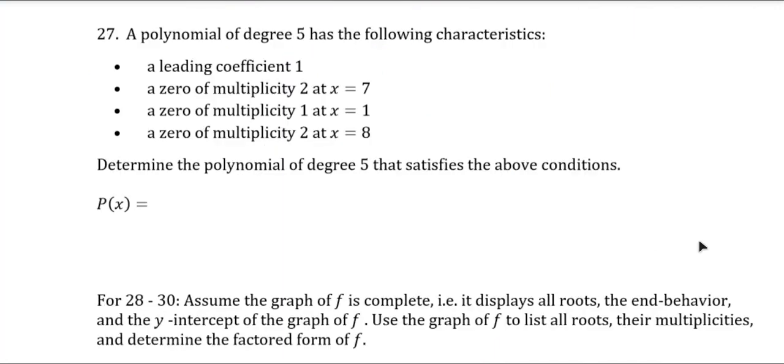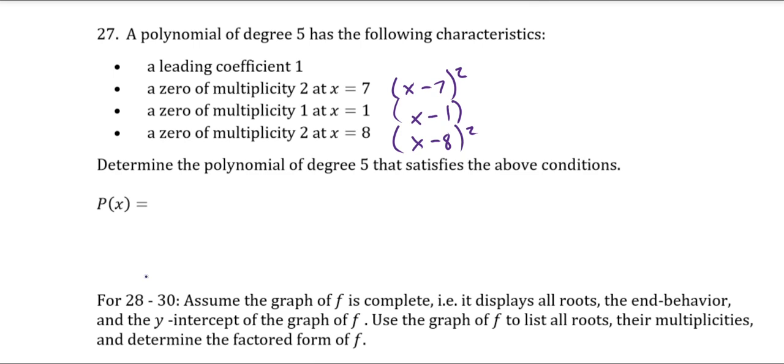Number 27 says a polynomial of degree 5 has the following characteristics: a leading coefficient of 1, a 0 of multiplicity 2 at x equals 7, a 0 of multiplicity 1 at x equals 1, and a 0 of multiplicity 2 at x equals 8. We know what factors corresponding to these zeros with these multiplicities will look like. This one is going to look like x minus 7 to the 2. This is going to look like x minus 1 to the 1, which we need not write. And this is going to be x minus 8 to the 2.